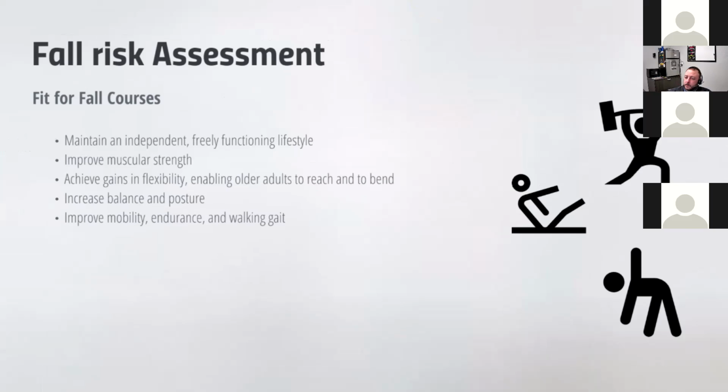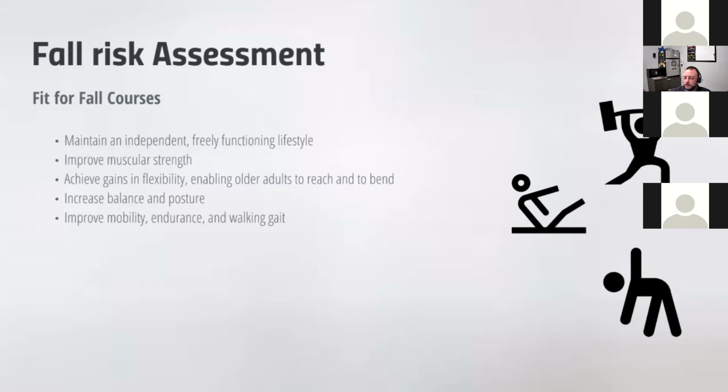The Fit for Fall courses are put on by Health and Welfare. You can actually become an instructor for these Fit for Fall classes. I think this would be an awesome opportunity for an EMS agency to do some PR, some personal marketing, especially with some of these people that you see and deal with every day.